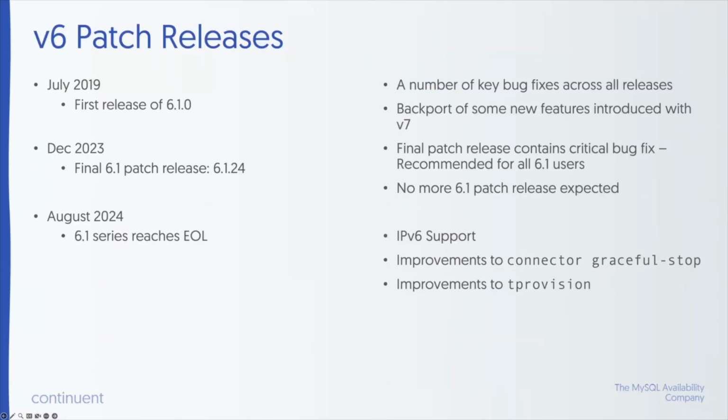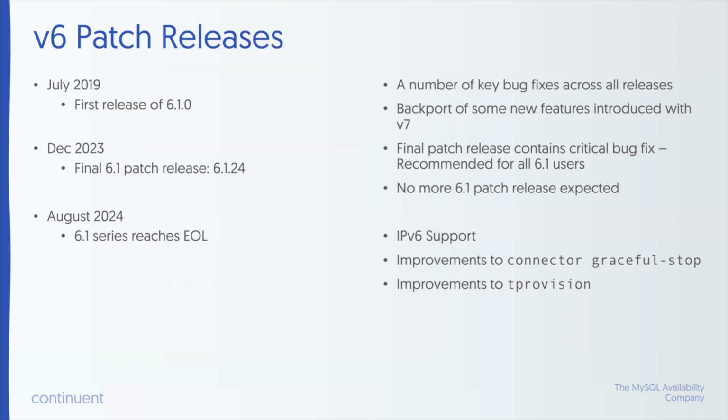So first of all, the V6 patch releases. Version 6.1.0 was actually released back in July 2019. And over the course of a few years, we've had many bug fixes released of the 6.1 series, with the final patch release, 6.1.24, released in December 2023.